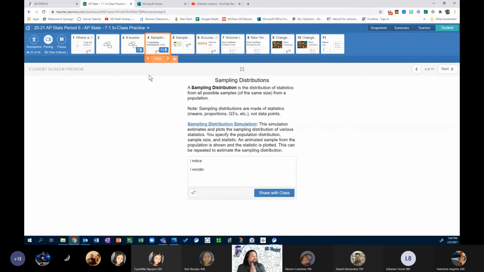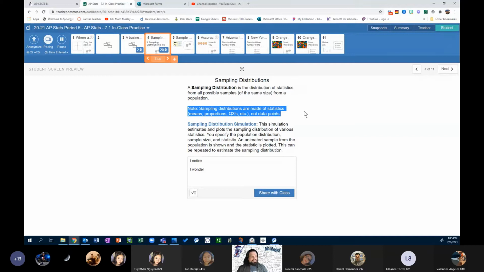All right, so everyone should be shifting over to slide number 4 in this set of problems. This one has a fun little simulation we'll look at. So a sampling distribution is the distribution of statistics from all possible samples of the same size from a population. Note, sampling distributions are made of statistics. These could be means, proportions, quartiles, standard deviations, variances. Could be any number of things.